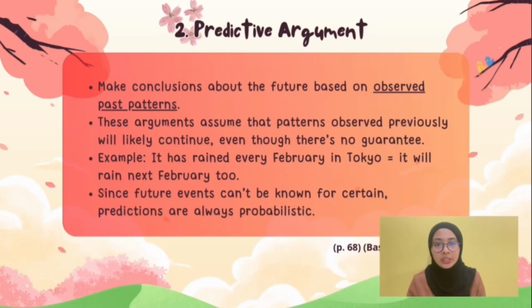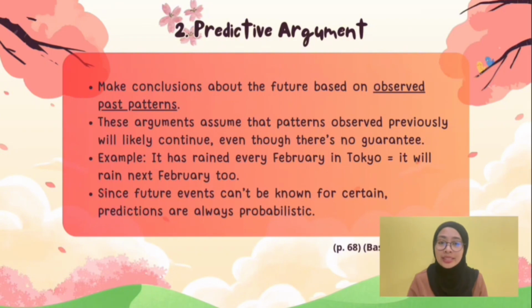For predictive argument, it makes conclusions about the future based on observed past patterns. So, this argument assumes that patterns observed previously will likely continue even though there's no guarantee. For example, it has rained every February in Tokyo. This makes the conclusion that it will rain next February too.